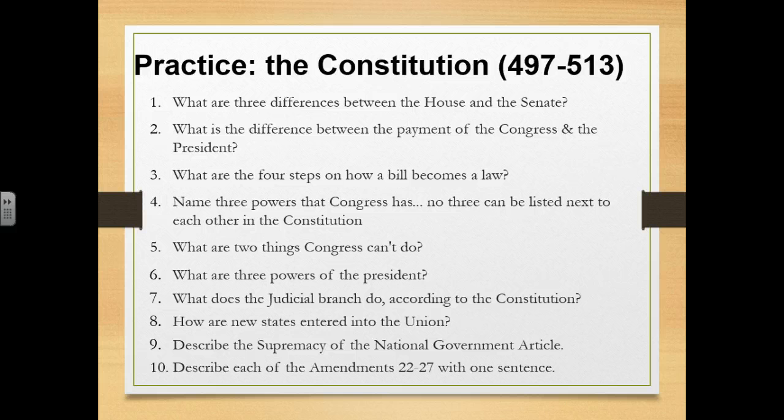All right, so what I would like you to do is go ahead and pause this and look at the Constitution. It starts on page A13 for the AP government book and page 497 for the regular government book. Please look through the Constitution and skim through it. It's a relatively short document.